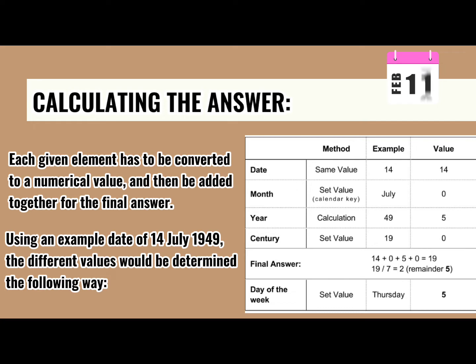In the date, the method is same value, example is 14, and the value is 14. In the month, the method is set value, calendar key, July, and 0. In the year, the method is calculation, example is 49, then value is 5. Century is a set value, 19, and 0. So to get the final answer, we should add the date, month, year, and century, then divide by 7 because the week is equal to 7 days. So the answer is 2, then the remainder is 5. So the day of the week, the method is set value, example is Thursday, and the value is 5.